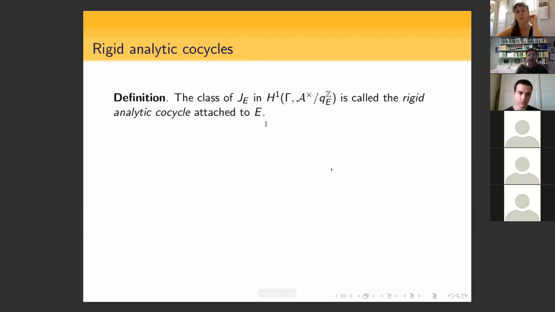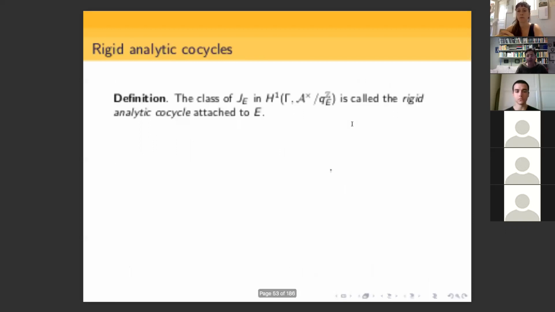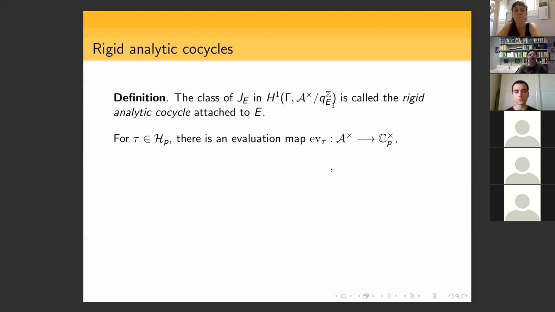Okay, so thanks to this relation, this tells us that J sub E satisfies a cocycle relation, but modulo powers of q sub E, this Tate period. And so we get, in particular, the class of J_E in the first cohomology of Gamma with values in this group. And we call this the rigid analytic cocycle attached to our elliptic curve of conductor p. And well, now what can we do with this 1-cocycle?